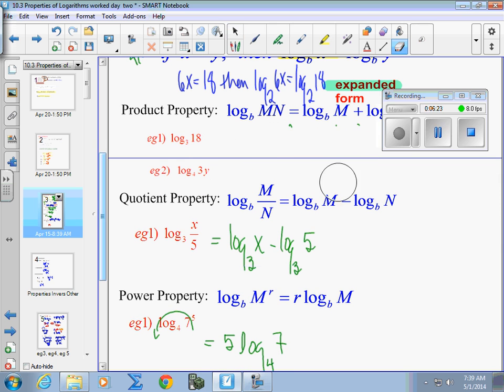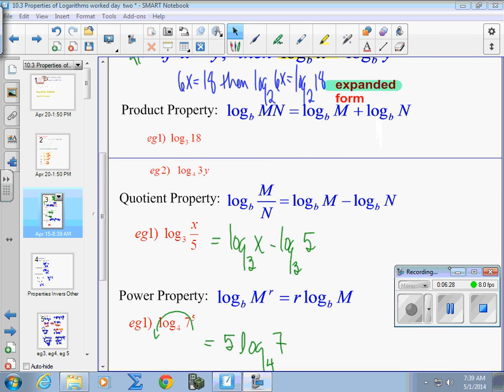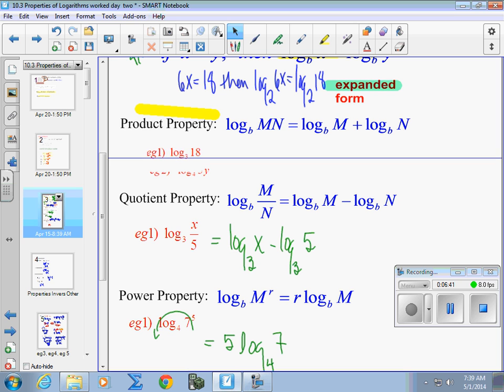The next three properties are important. The first property is called the product property. And this part here is called expanded form. So I have log base b of mn is equal to log base b of m plus log base b of n. Like I said, this is called expanded form.